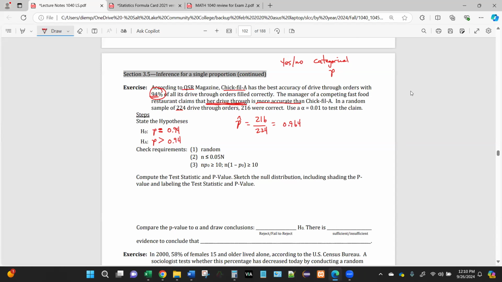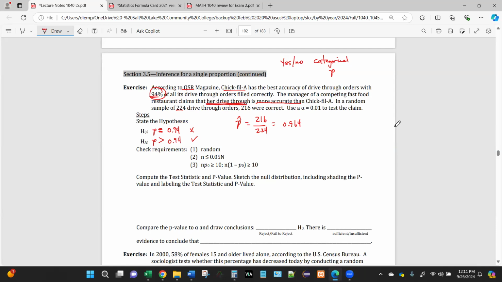0.964 is not 0.94. It is indeed more than 0.94. But is it enough, more than 94%, for us to conclude that this does work? Well, it's only 2.5% higher than 94%. So who knows, right? We just don't know until we have a distribution. Or we could use our applet. Of course, we can use our applet, but that's chapter 2 stuff, and I don't want to go back to that too much. I want to work with the normal distribution.